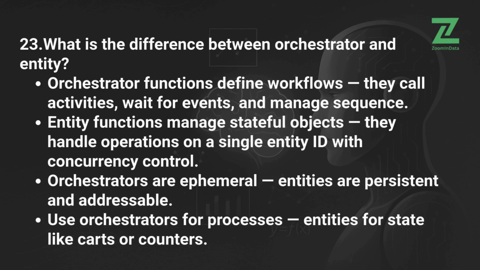What is the difference between orchestrator and entity? Orchestrator functions define workflows; they call activities, wait for events, and manage sequence. Entity functions manage stateful objects; they handle operations on a single entity ID with concurrency control. Orchestrators are ephemeral, entities are persistent and addressable. Use orchestrators for processes, entities for state like carts or counters.